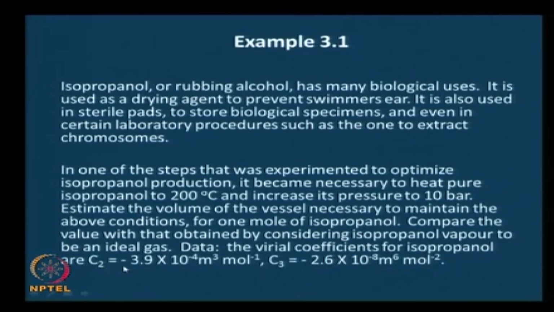C2 is, remember, C, the coefficients in the virial expansion with respect to V. So, C2 equals minus 3.9 into 10 power minus 4 meter cube per mole. C3 is minus 2.6 into 10 power minus 8 meter power 6 per mole squared.